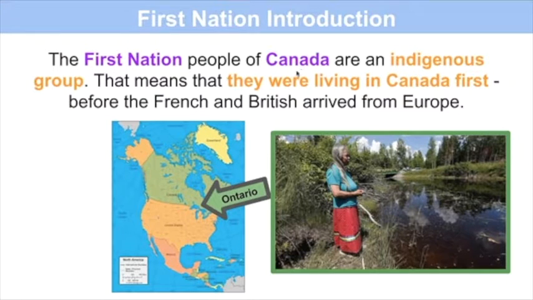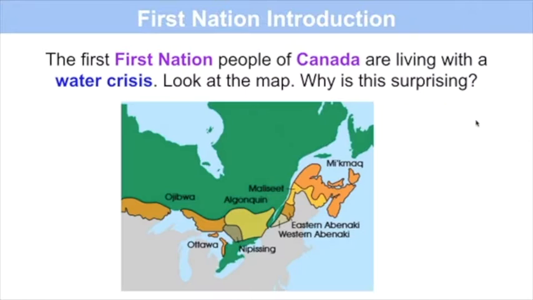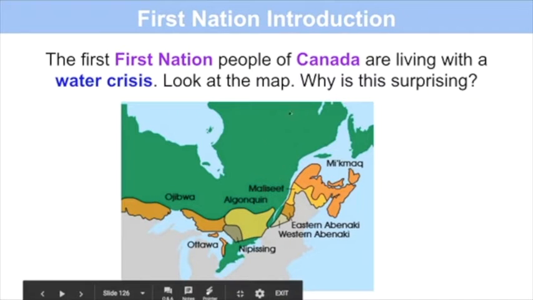The First Nation people of Canada are an Indigenous group. That means that they were living in Canada first, before the French and British arrived from Europe. The First Nation people of Canada are living with a water crisis. Look at the map. Why is this surprising? All of this green is where they live. Why is it surprising that they have a water crisis?